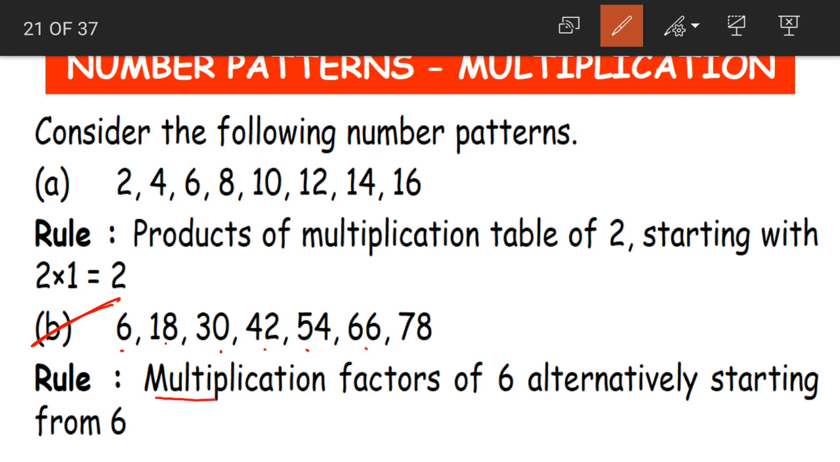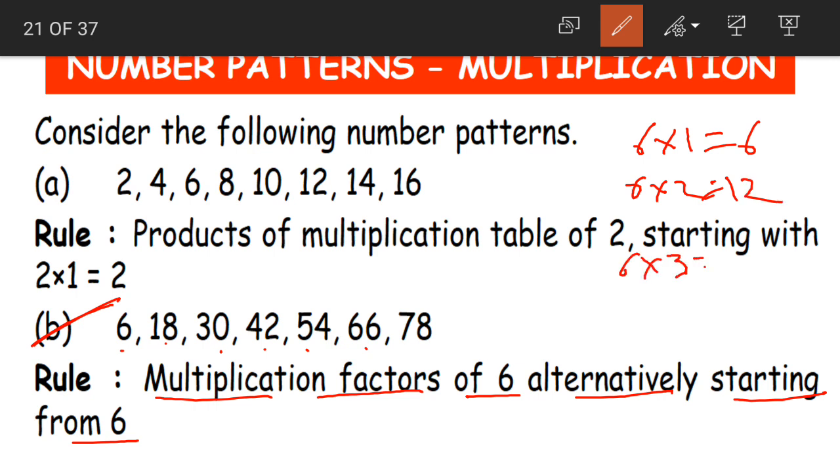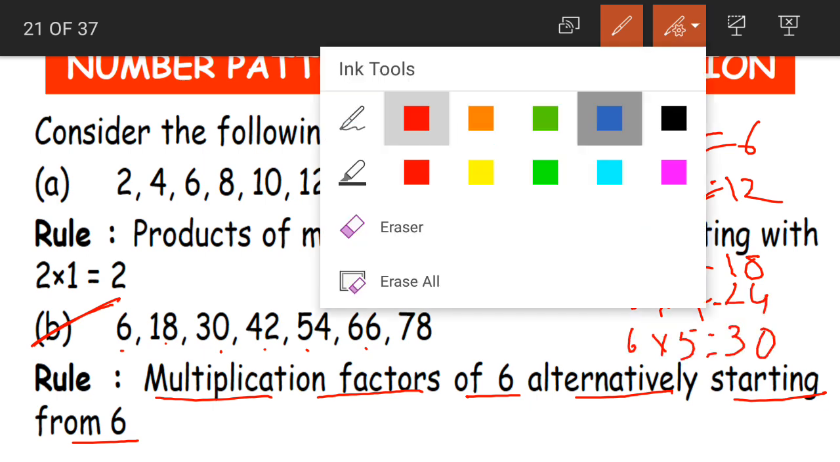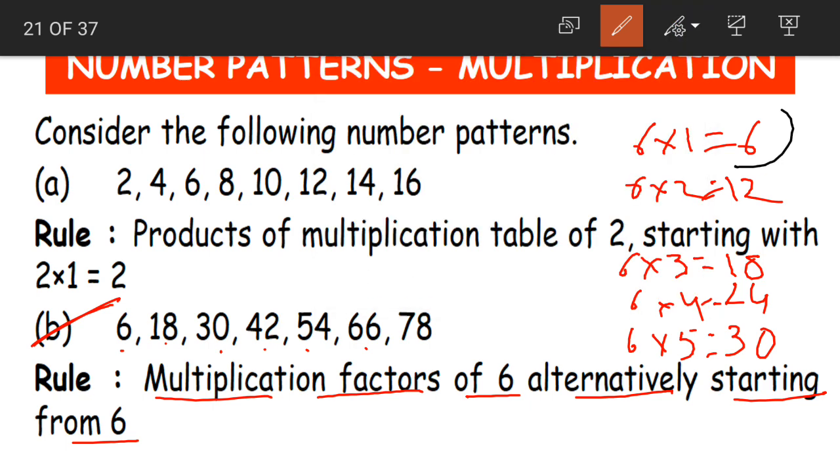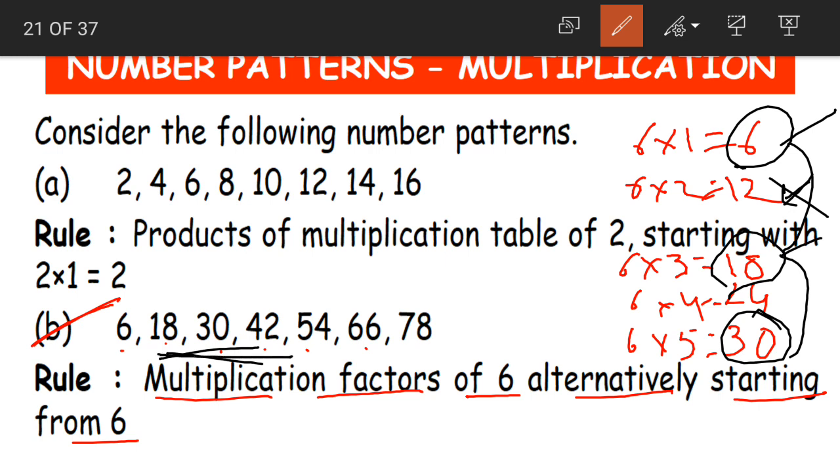Now what are these, multiplication factors of 6 alternatively starting from 6? See, 6 ones are 6, 6 twos are 12, 6 threes are 18, 6 fours are 24, and 6 fives are 30. So what do we observe here? That alternative numbers. What does alternative mean? We will take one number, leave the next one, and then take the next one. Alternatively the multiplication factors are taken here.